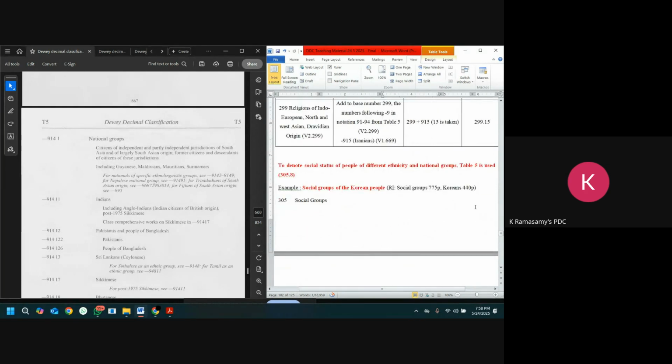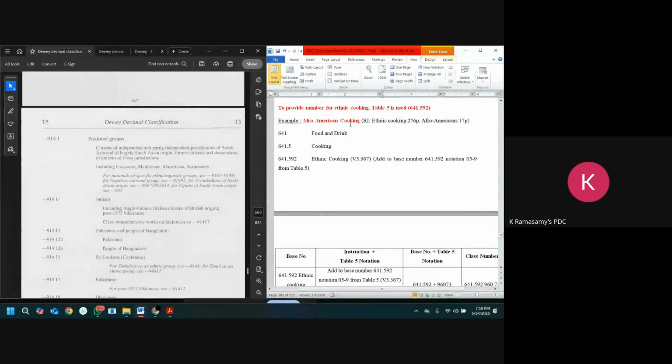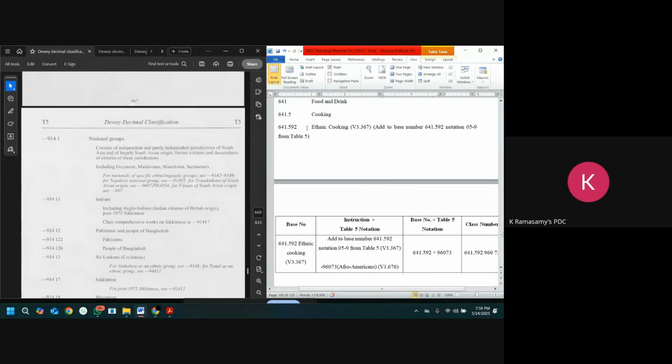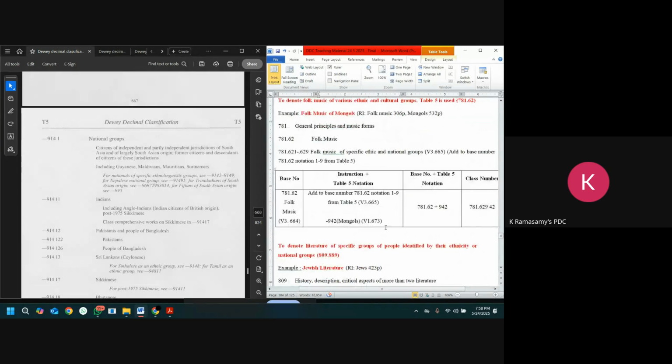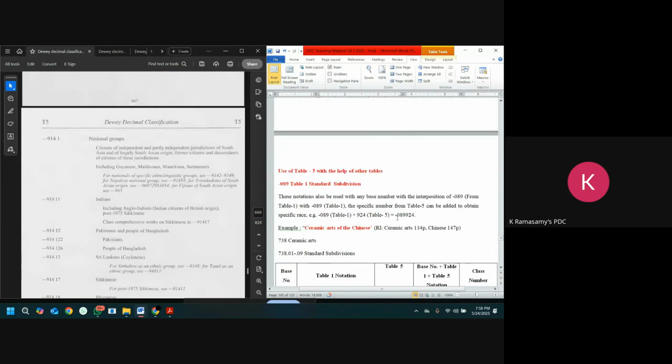I'll give another small example. For example, Afro-American cooking. What is the number for ethnic cooking? 641592. If you go to 641.592, they have given an instruction to add. So base number 641592, 0529 from table 5. The instruction is available, so no problem. 641592 plus the number for African Americans can be added. In this way, in many places instructions are available. Based on the instruction, you can add the number taken from table 5.